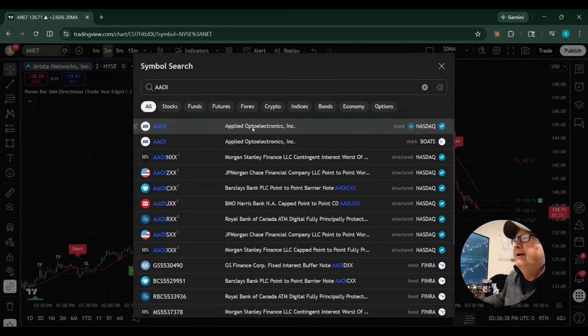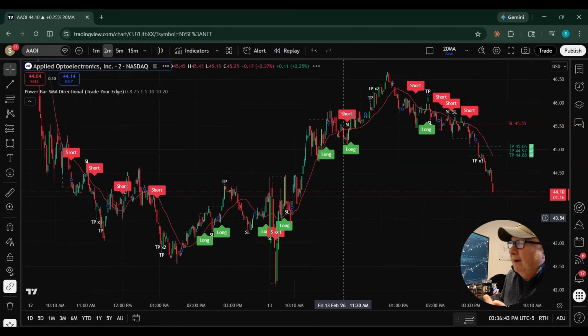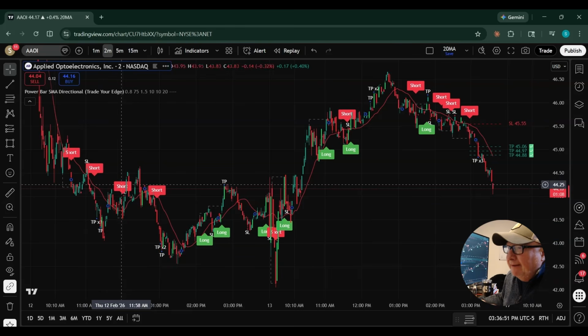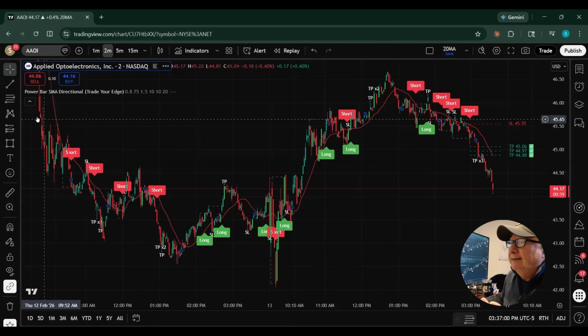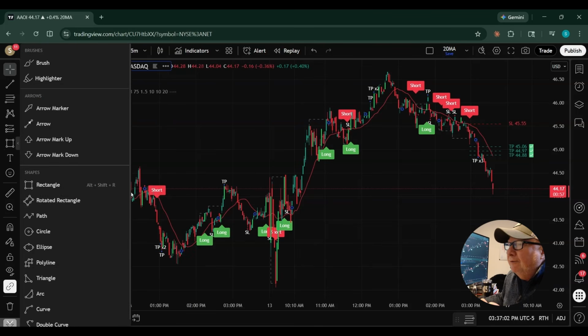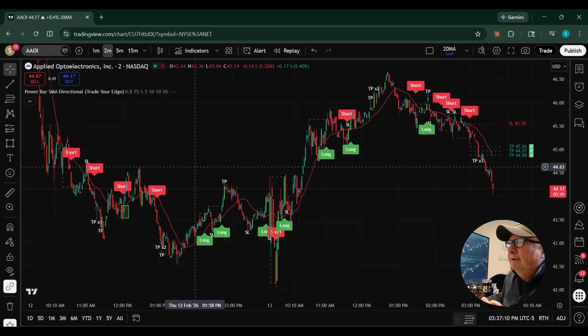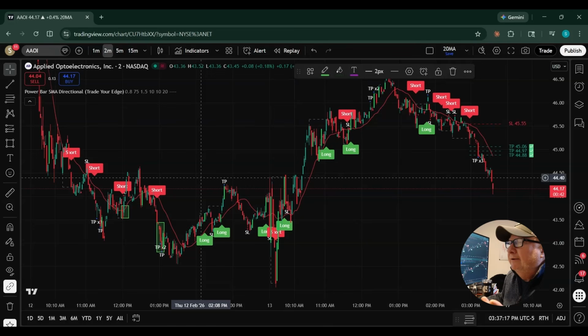AAOI, Applied Optoelectronics, another one that I like to trade that I think is a great AI name. A stop out, a nice take profit, a stop out here of this size, and then this short, a win of this size. Here's a great example. That's the size of the loss. And a short, just a short time later, that's the size of the take profit.